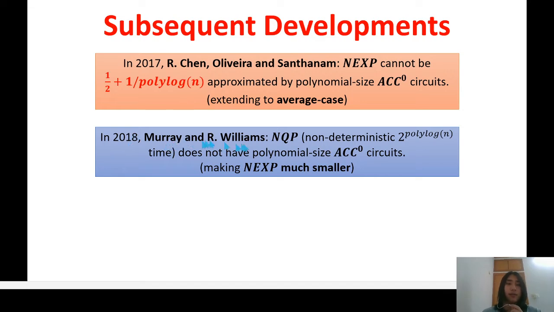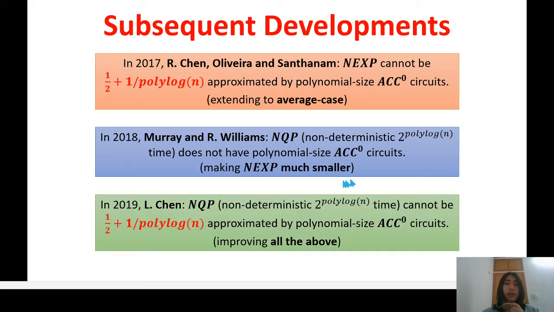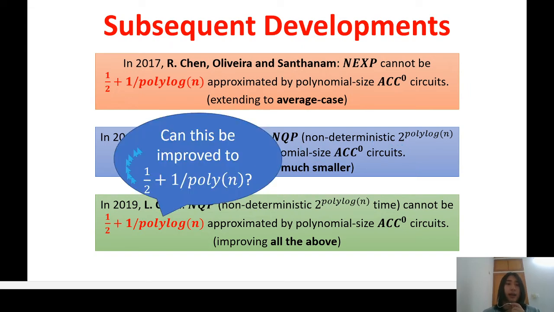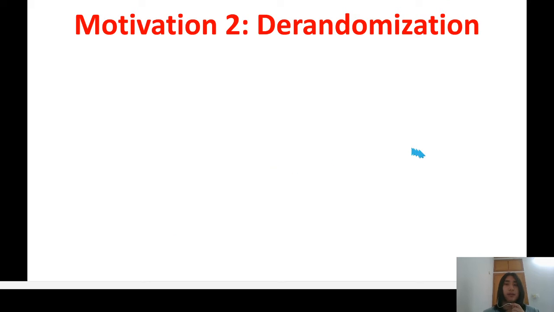And Murray and Williams proved that non-deterministic quasi-polynomial time, or NQP, does not have polynomial size ACC0 circuits. It makes the NEXP much smaller. And Chen proved that NQP cannot be half plus 1 over polylog n approximated by polynomial size ACC0 circuits. It extends this lower bound to the average case. There is a very natural question: can we improve this to half plus 1 over poly n? This is not only motivated by circuit bounds, it also has some impact on derandomization.